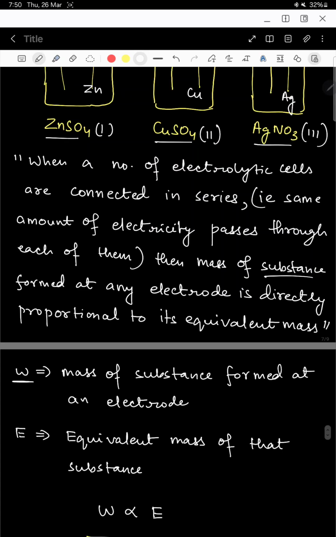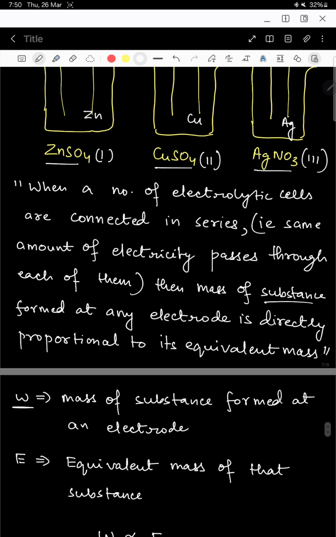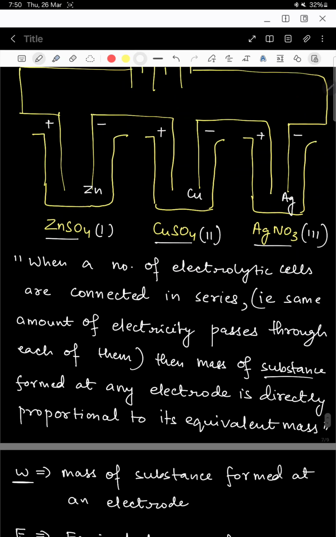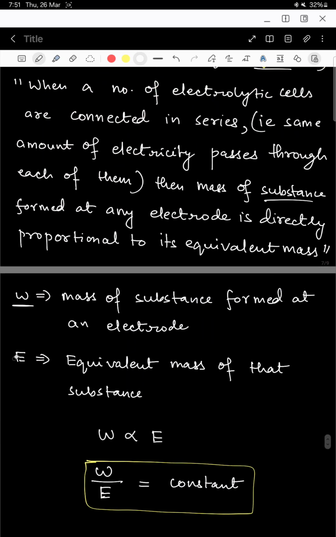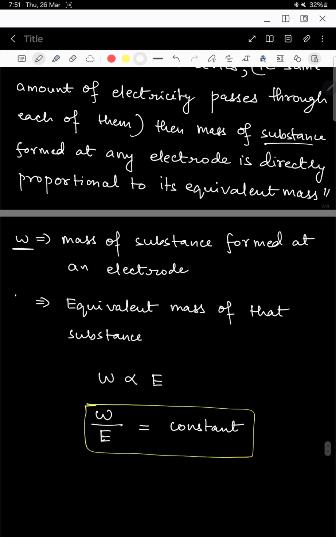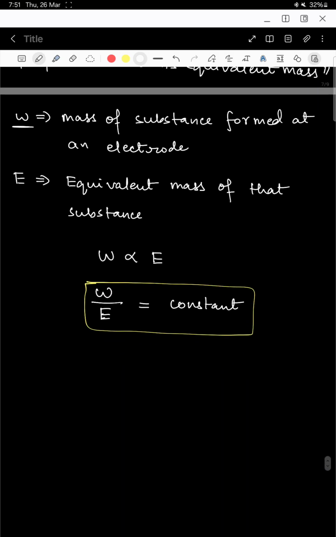If W is the mass of the substance going to get formed in these three, then the mass of the substance formed will be directly proportional to its equivalent mass. So W is the mass of substance formed at the electrode, and E is the equivalent mass of that substance. W must be directly proportional to E. In that case, W by E will be constant. So this is Faraday's second law.